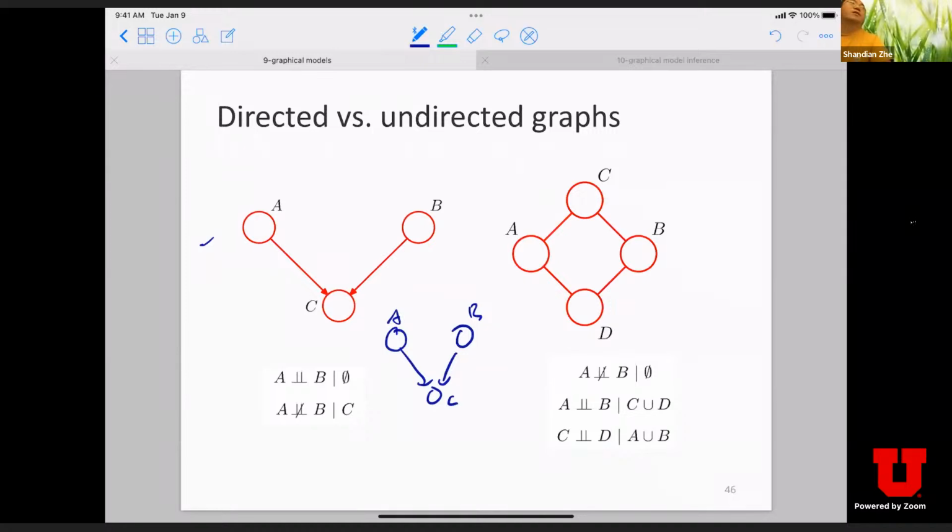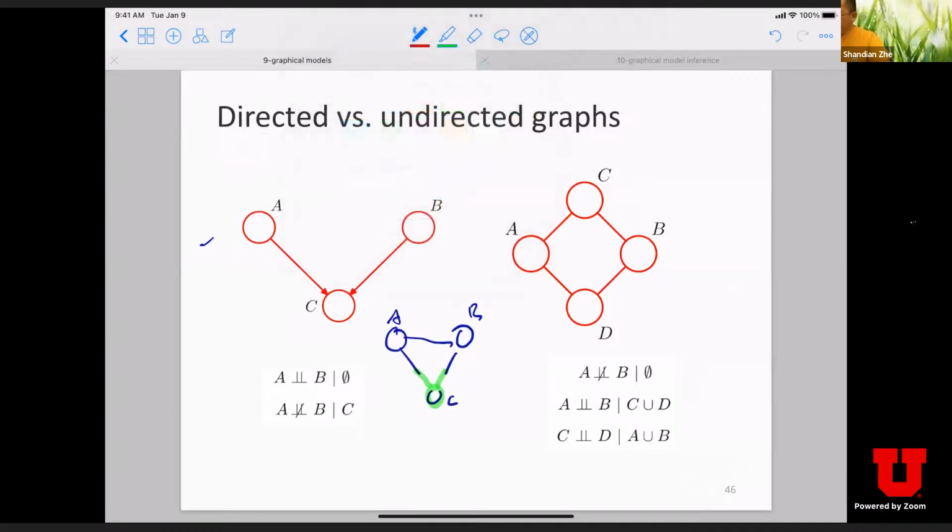So first, moralization. C has 2 parents, so we are going to connect them. And then we remove the directionality. So this is my converted undirected graphical model.